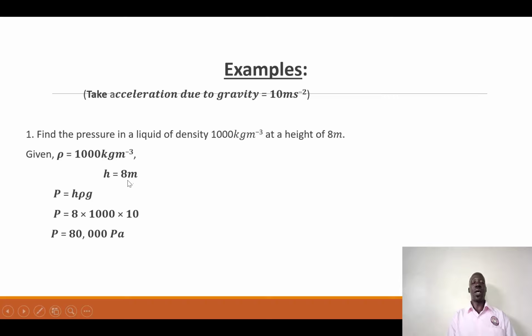Now we are going to substitute this in the formula that we use to calculate pressure in fluids or in liquid, which is pressure equals h rho g. Where there is h, we substitute 8. Where there is rho, we substitute 1000. And where there is g, we substitute 10. When we compute this, we realize that pressure equals 80,000 Pascal.